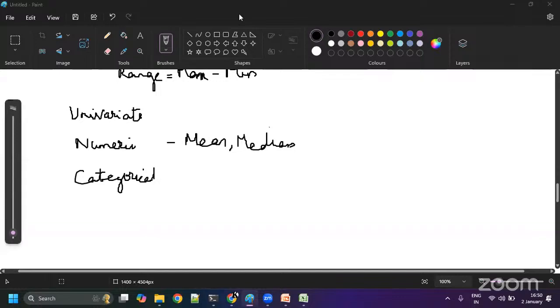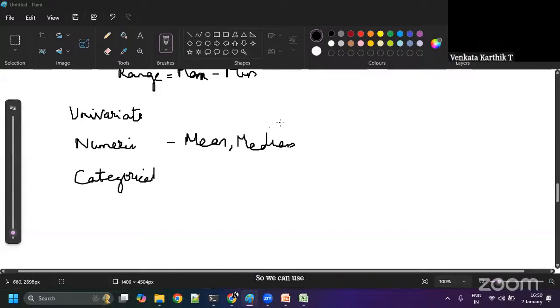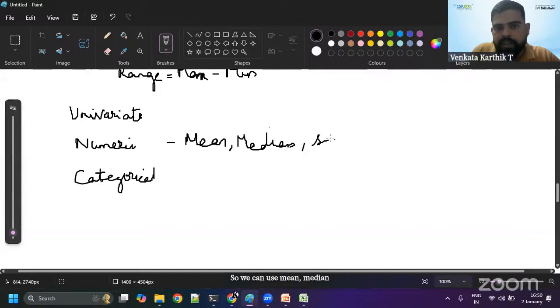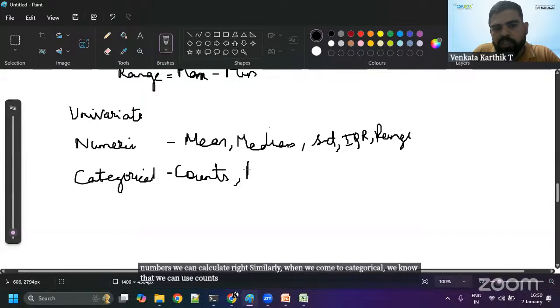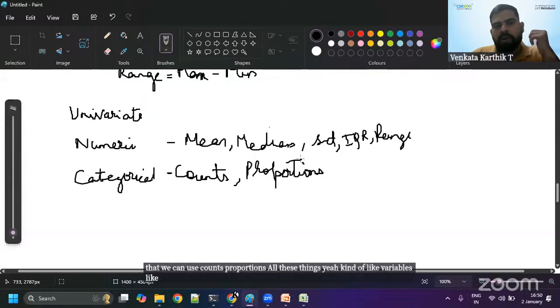So we can use mean, median, standard deviation, IQR, range, all these kinds of numbers we can calculate, right? Similarly, when we come to categorical, we know that we can use counts, proportions, all these things. Variables like gender or ratings are all part of categorical variables.